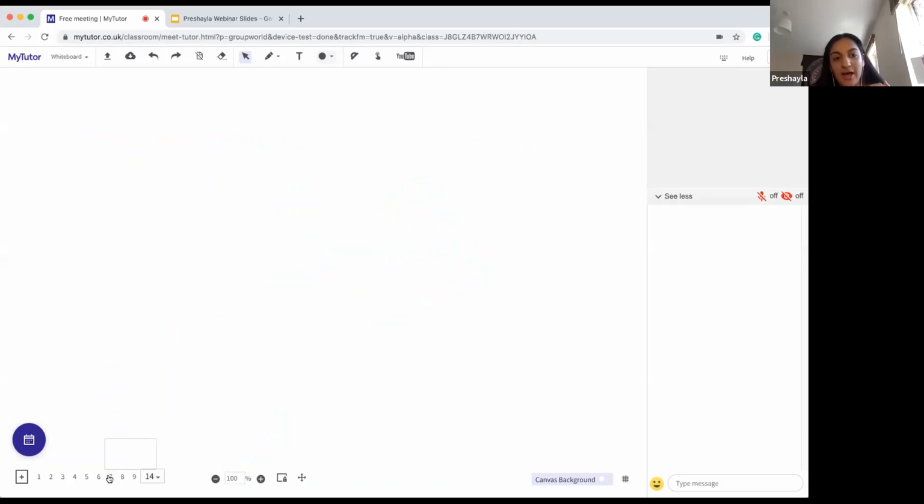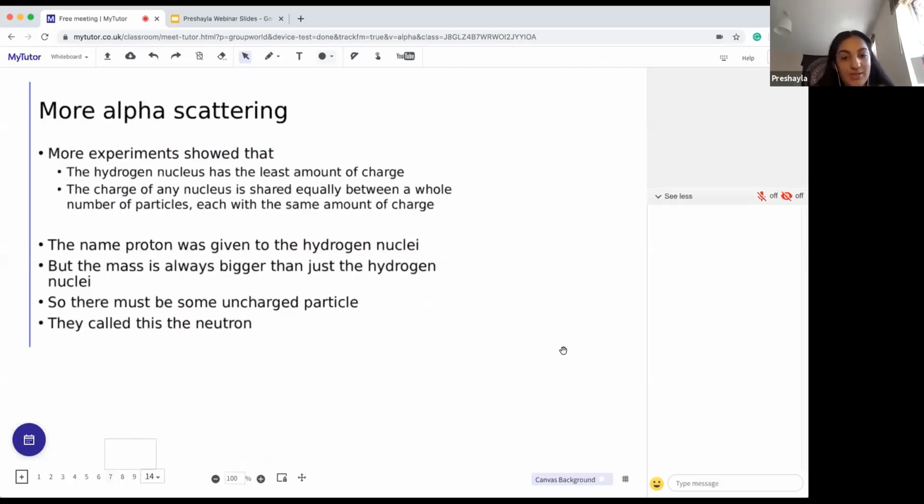Okay, so they went on to do more and more experiments, more alpha scattering experiments, which showed that the hydrogen nucleus had the least amount of charge. So they did it on lots of different materials, lots of different elements, and they found that the hydrogen nucleus had the least amount of charge. And they also found that the charge of any nucleus is shared equally between a number of smaller particles, each with the same amount of positive charge.